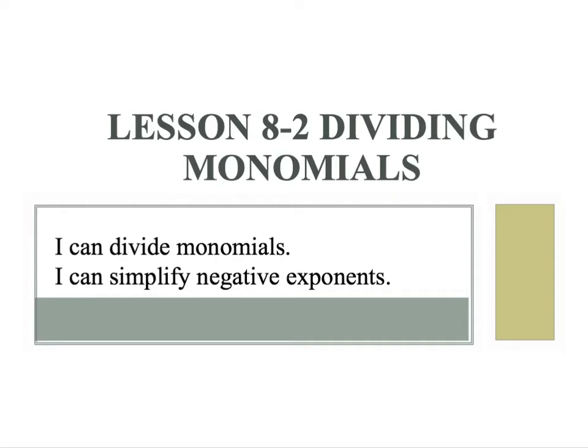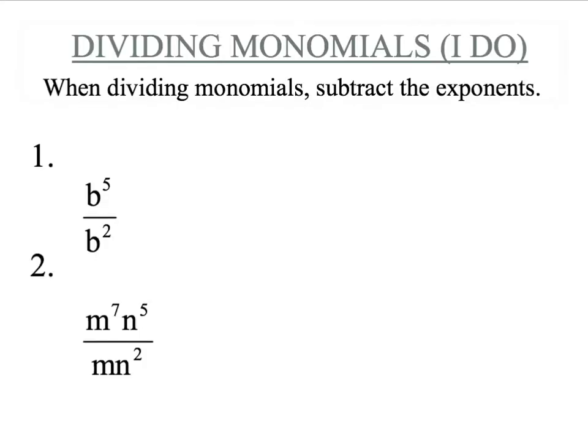In this lesson, we're going to learn how to divide monomials. Remember that a monomial just means one term. It can be a variable, a number, or a product of variables and numbers. When we want to divide monomials, we're going to subtract the exponents.